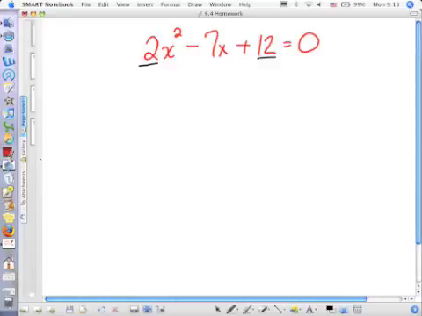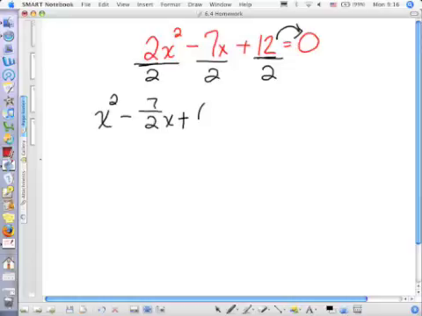So we're going to complete the square, but first I have to get rid of the 2 in front of the x squared. So, Aaron, what am I going to do? I'm going to divide everything by 2. And I'm going to take that last term, put it to the other side, and set up to complete the square. So I'm going to have x squared minus 7/2 x plus something squared equals negative 6 plus something squared.